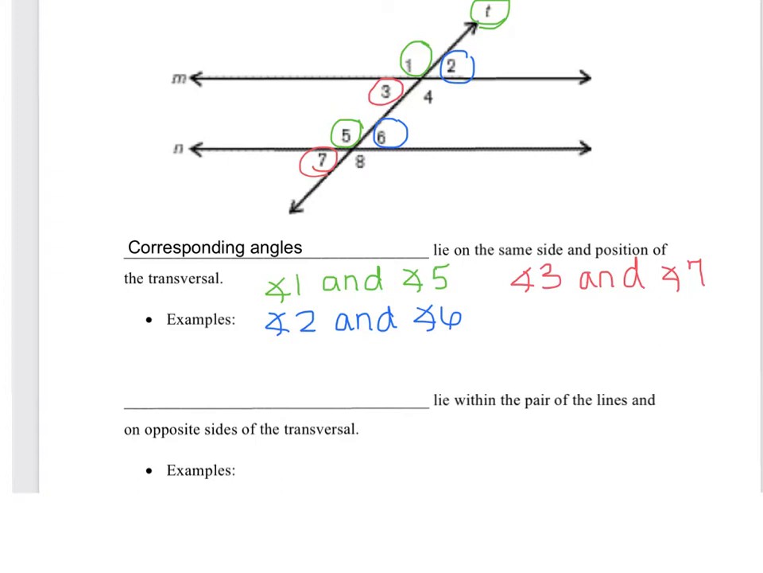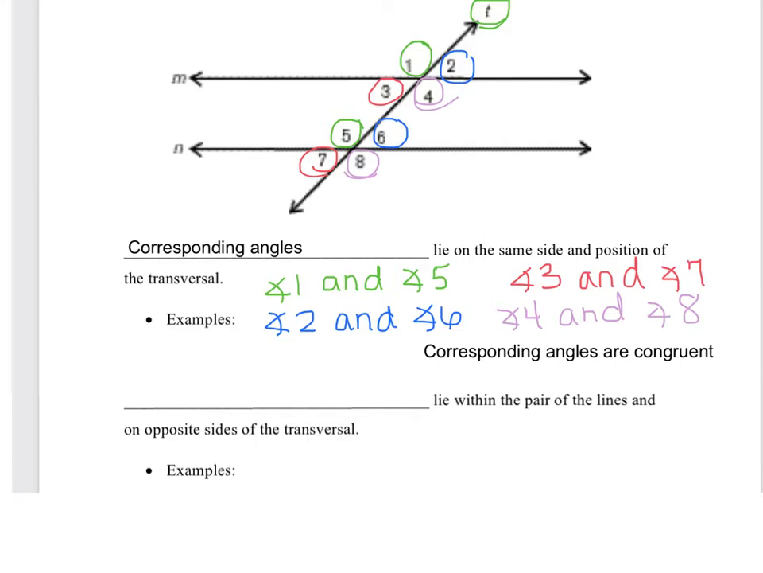Let's look at our last set of corresponding angles. Check out angle 4, bottom right-hand corner of line M. So angle 4 and angle 8, because angle 8 is the bottom right-hand corner of line N. Therefore, angle 4 and angle 8 are corresponding angles. And why is that important? Because corresponding angles are congruent.